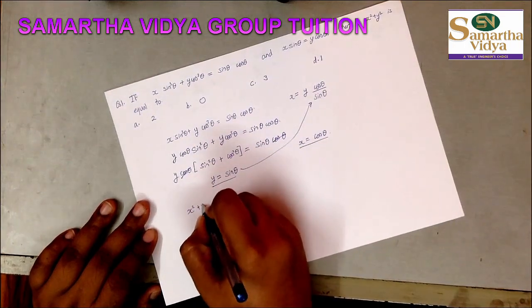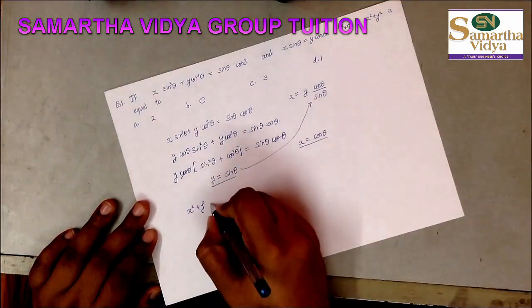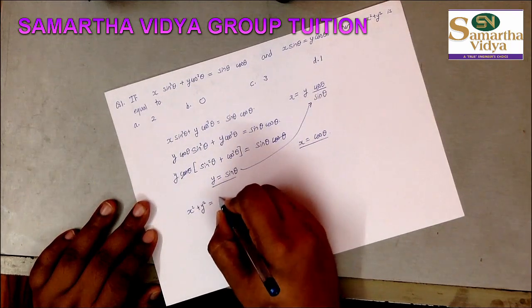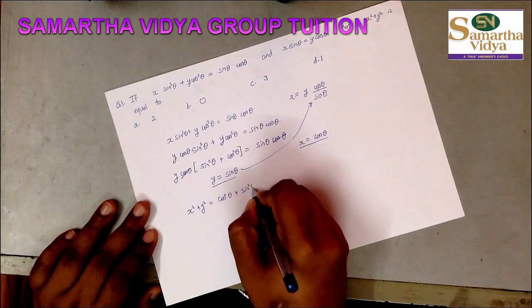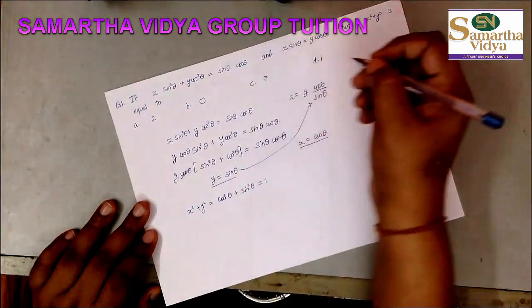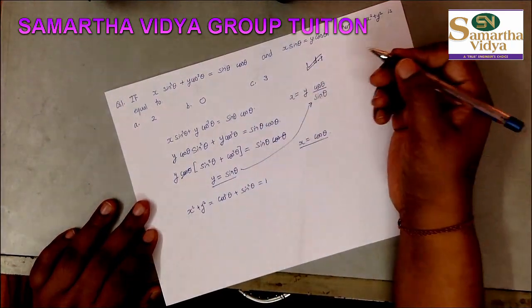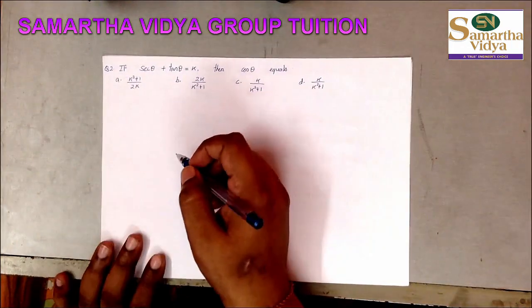Now I need to find what is the value of x square plus y square. That you can see it is nothing but cos square theta plus sin square theta, which is 1. So it's basically option D. Going to the next question.